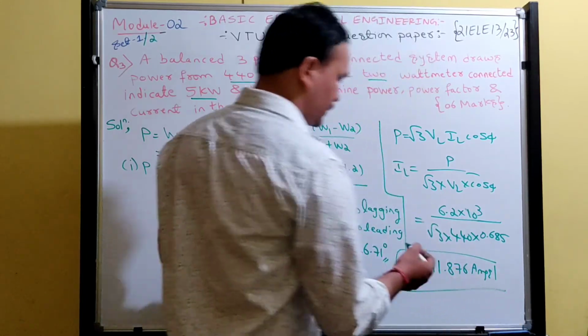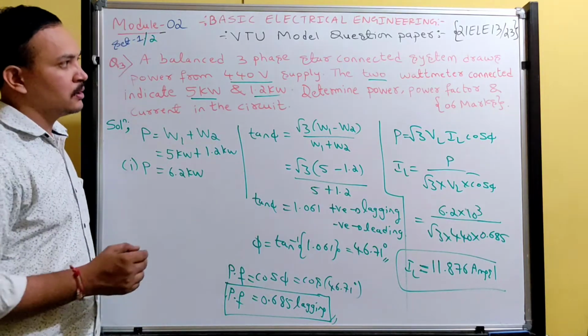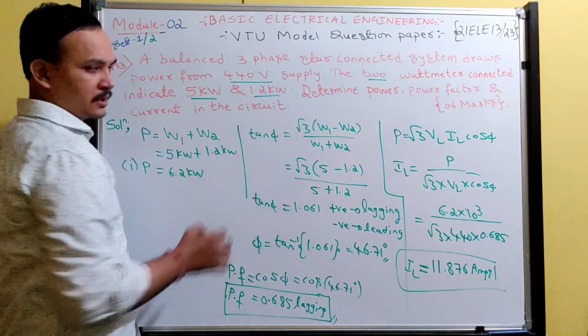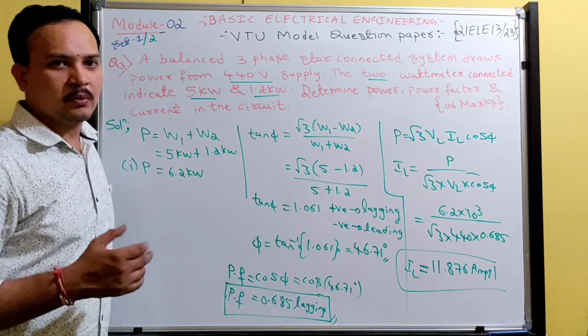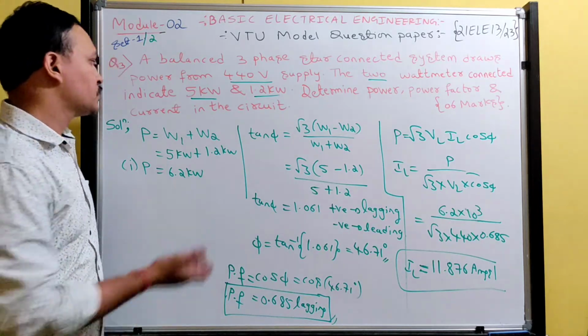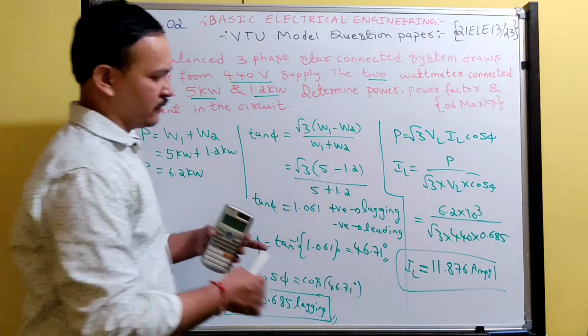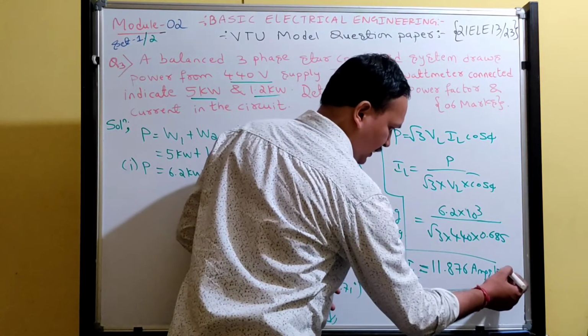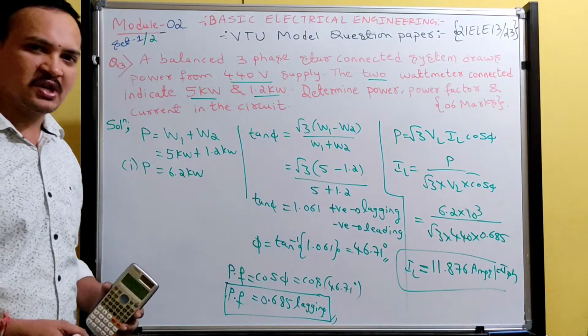This is the current, the line current. They asked to determine the current in the circuit. What type of connection? Star connection. We have two currents, line current and phase current. But what is the ratio between line and phase current in star? Both are the same, no? So I can find the line current or phase current. Both are the same. Therefore, write IL and also IPH. Both currents are the same because the concept is star.